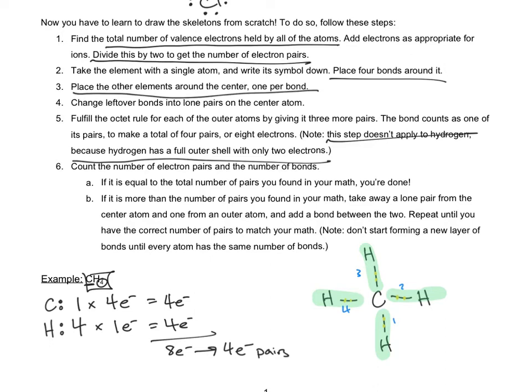If that number is equal to the total number of pairs that we found in our math, we're done. So we got 4 pairs and 4 pairs. All of the electrons are counted for. We don't need any more electrons. Everything is good. So we're all done, and that is the Lewis dot structure for CH4, which I believe is actually called methane.